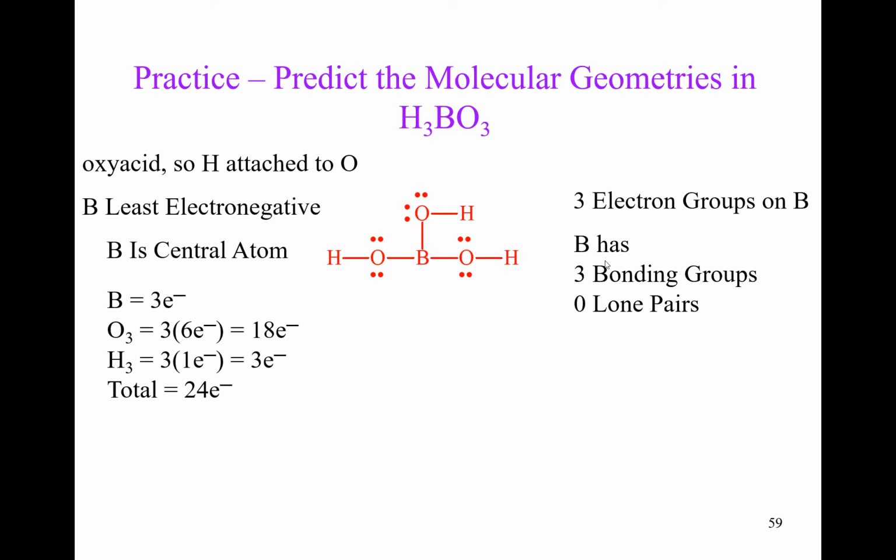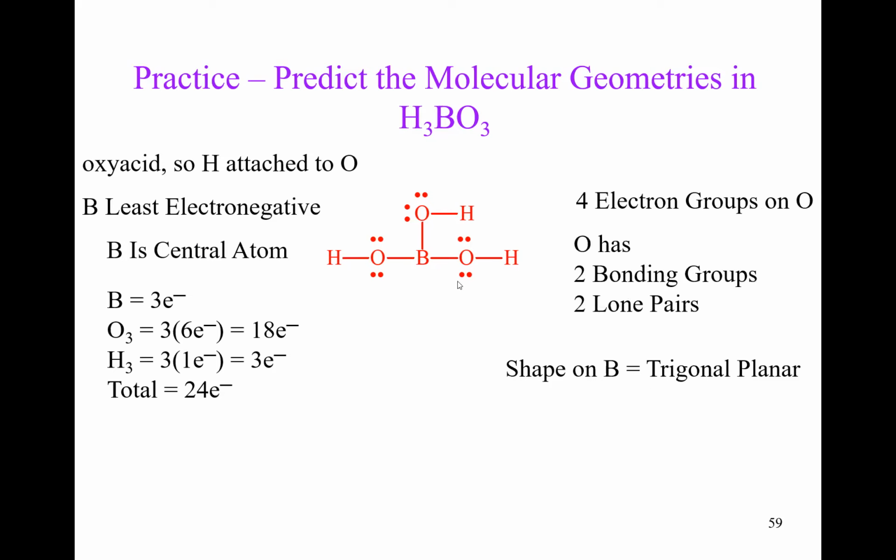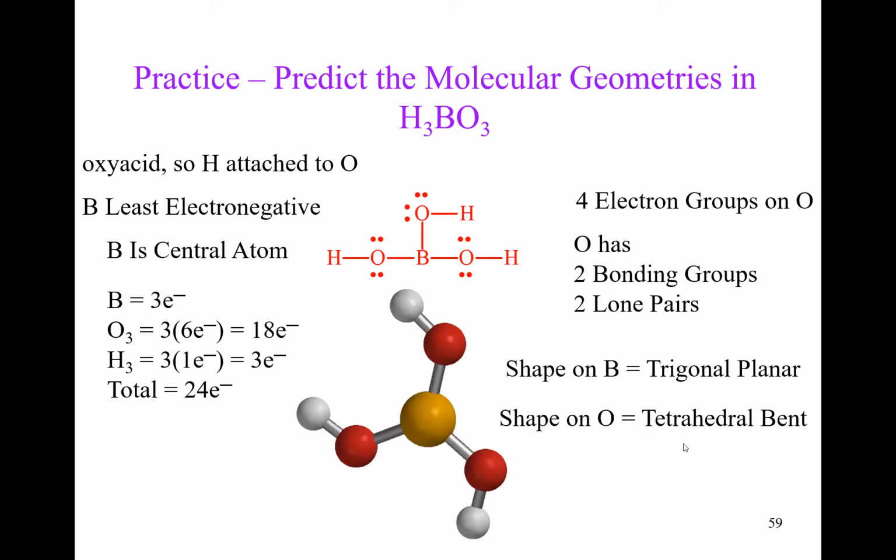So this is 3 electron groups, no lone pairs, and that's trigonal planar. Right, the oxygens all have 2 groups and 2 bonds, and that's that bent shape, or specifically tetrahedral bent. But bent is good enough. Doesn't really matter to me, tetrahedral versus triangular bent. And here's what it would look like. And this is boric acid, which has some common uses. You might be able to find that under the sink in your kitchen.